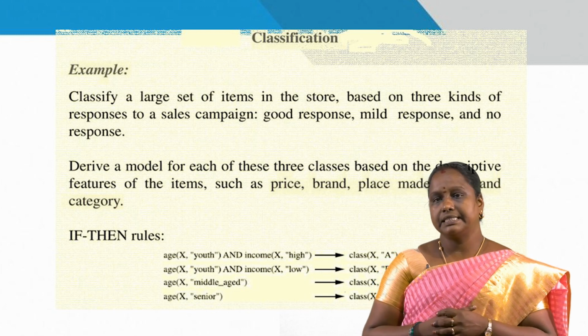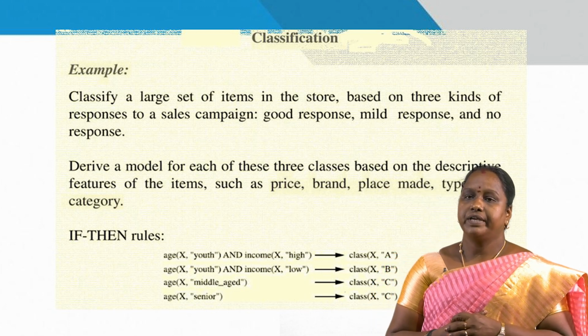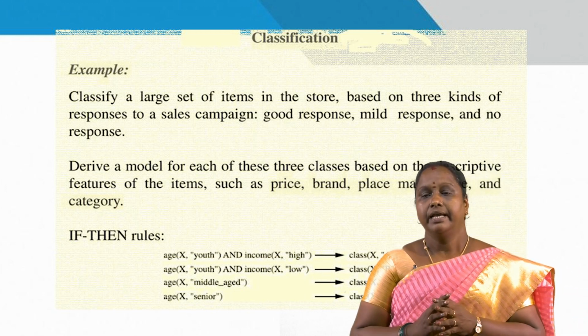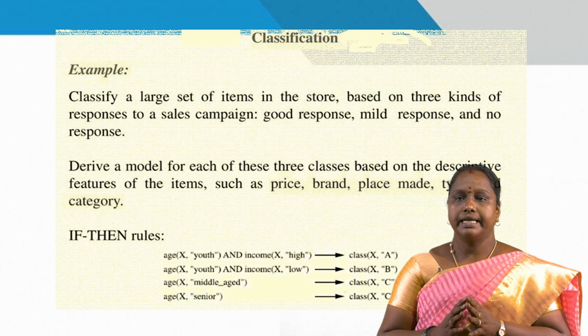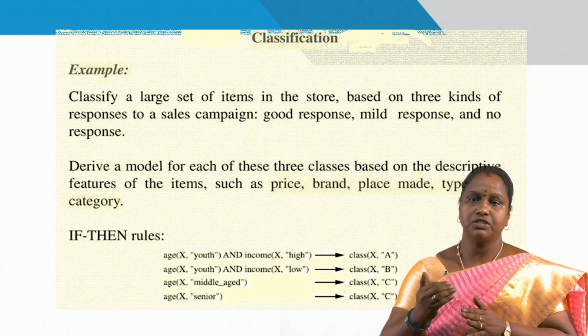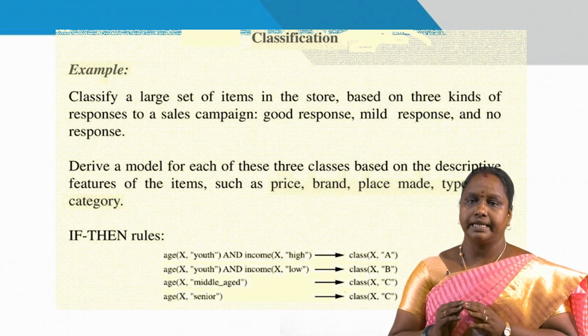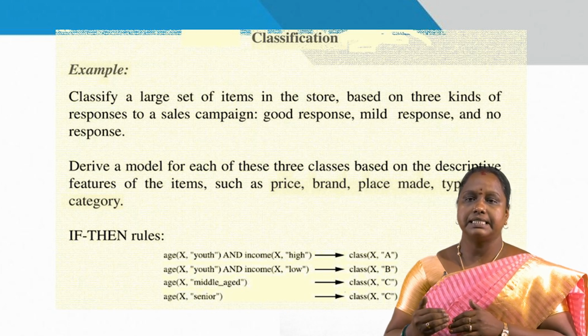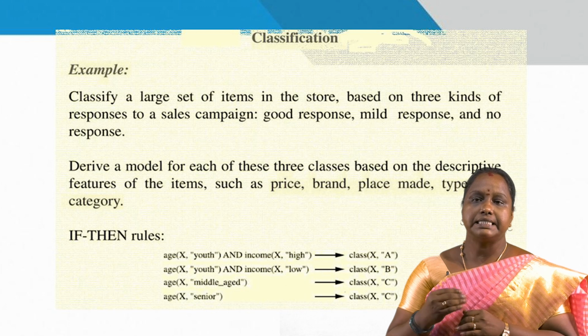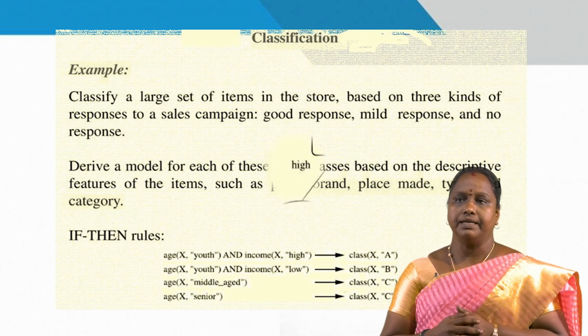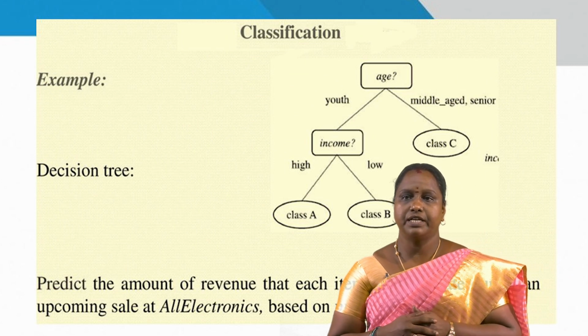Here we see the example if-then rules. If age is youth and income is high, then class A category. If age is youth and income is low, then it belongs to the class B category. If middle-aged, then under class C category. If age is senior, that means it comes under the class C category. Here we see the example, if-then rules.